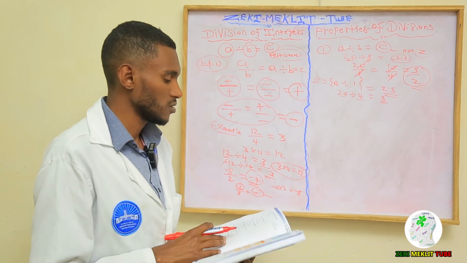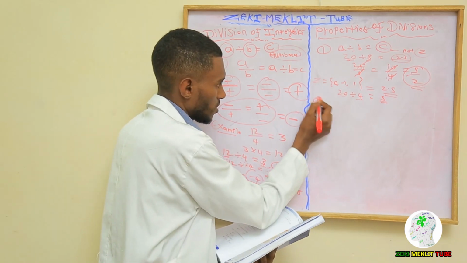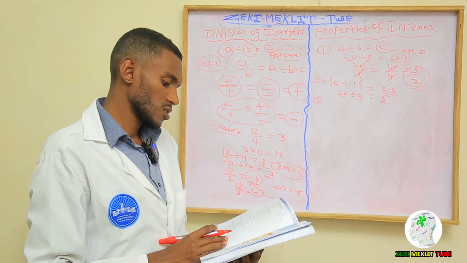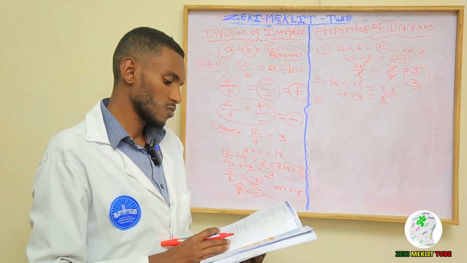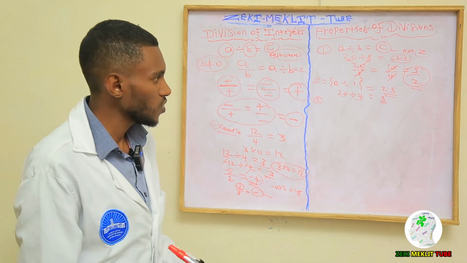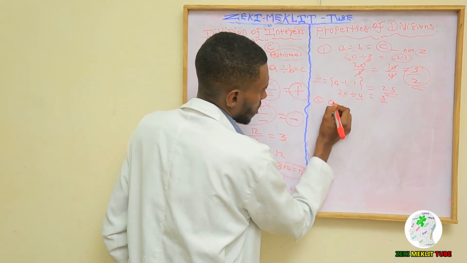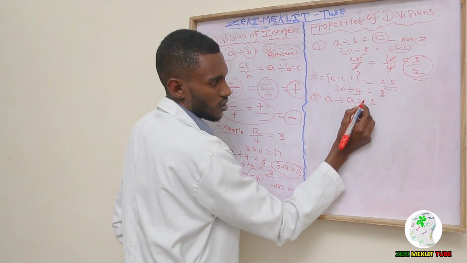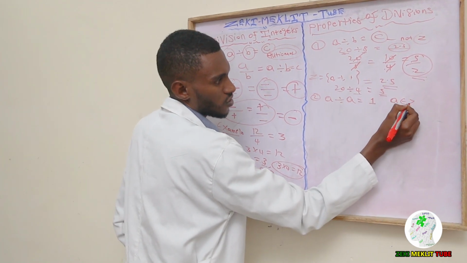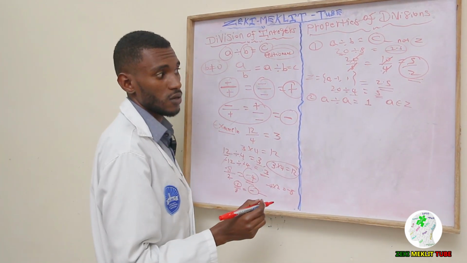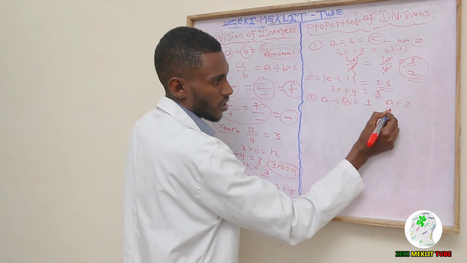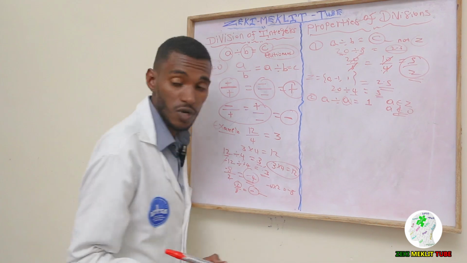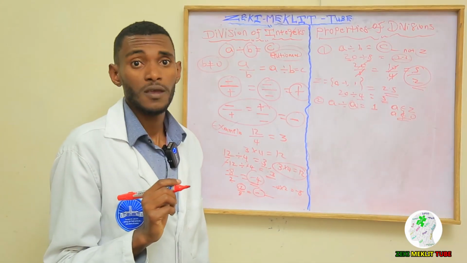So the second property of division on integers is: a non-zero integer divided by itself is 1. So if you divide any number by itself, it's what? 1, okay. a is an element of the integers, but the denominator a is different from 0, because any number cannot be divided by 0, okay.